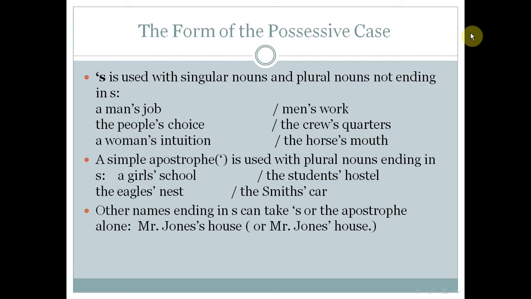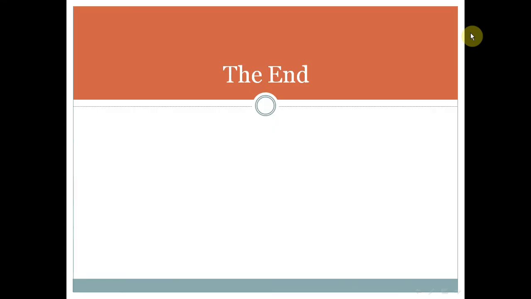A simple apostrophe is used with plural nouns ending in S. A girls' school. Girls is a plural noun that ends in S. So to make the possessive case, we put only an apostrophe. Girls' school. The students' hostel. The eagles' nest. The Smiths' car. Other names ending in S can take apostrophe S, or the apostrophe alone. Mr. Johnson's house or Mr. Johnson' house.